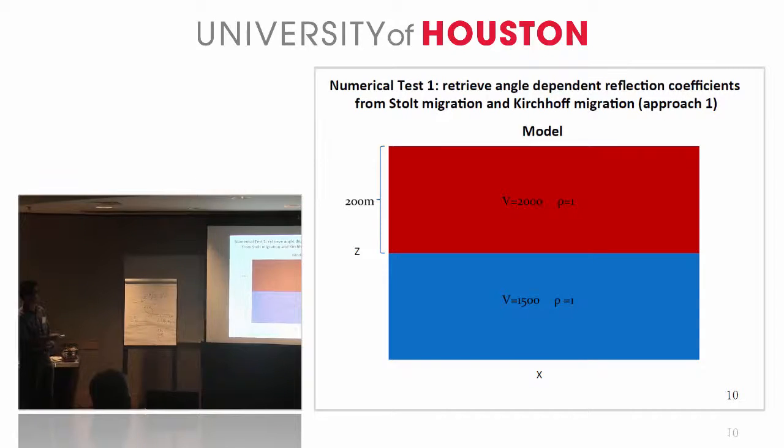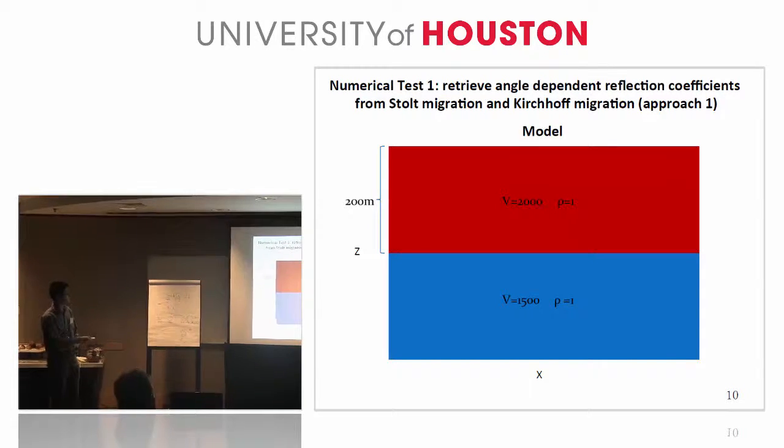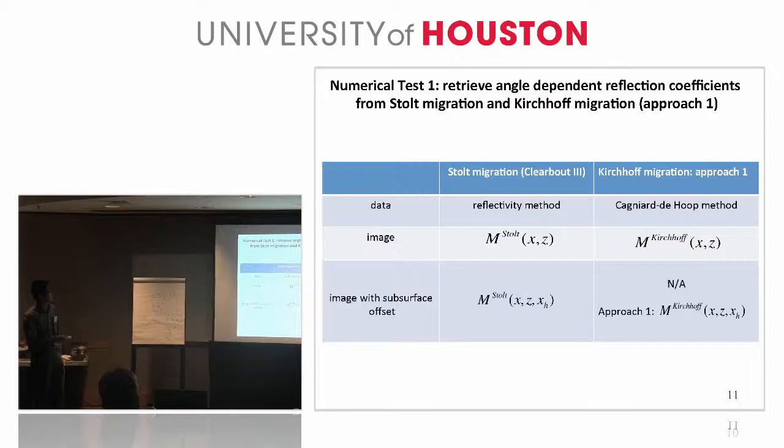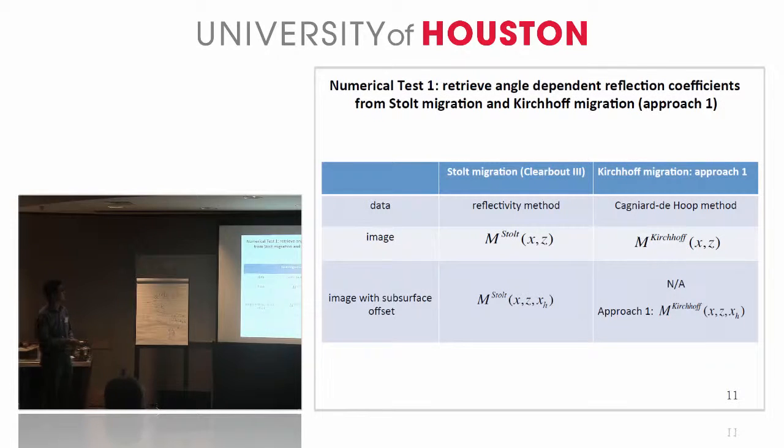We use a one reflector model. And this chart shows what we use in this numerical test. The data we use here is the exact data that the algorithm requires. For Stolt migration, we use the reflectivity method. For Kirchhoff migration, we use the Cagniard-de Hoop method to generate the data.